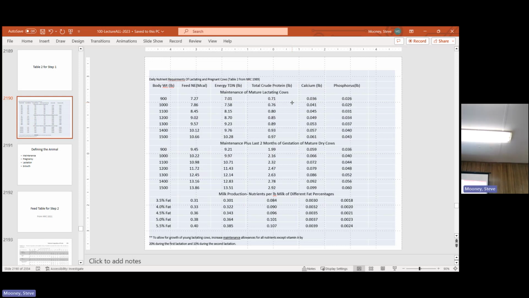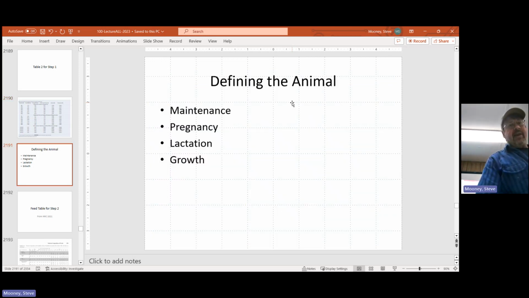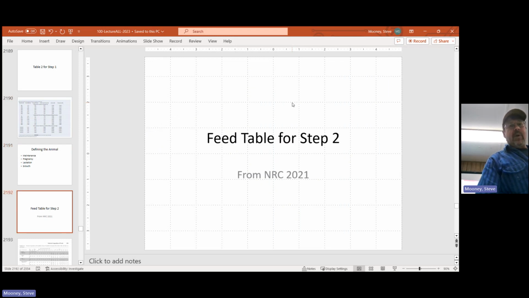Any questions on table 2? So that's step 1 on our form. We'll use that table 2 for the next couple weeks. For step 2, we're going to use some average values published in the NRC, National Research Council. So this is chapter 15 from the 2001 NRC. I think this is the easiest one to read.